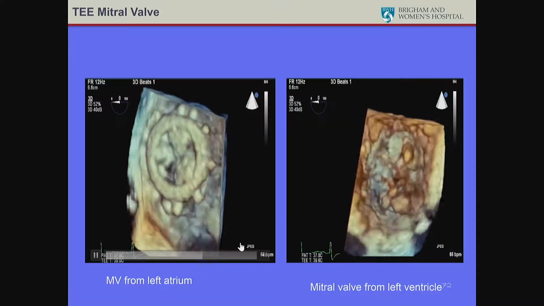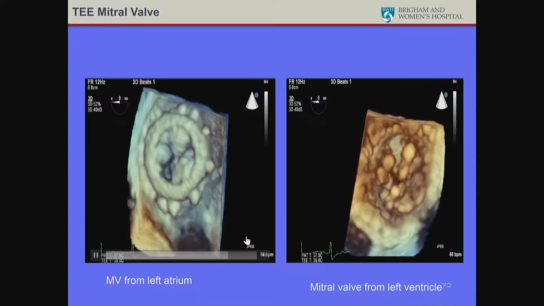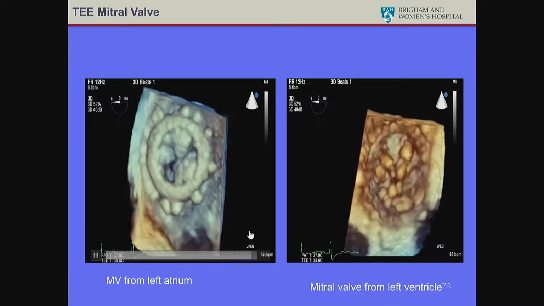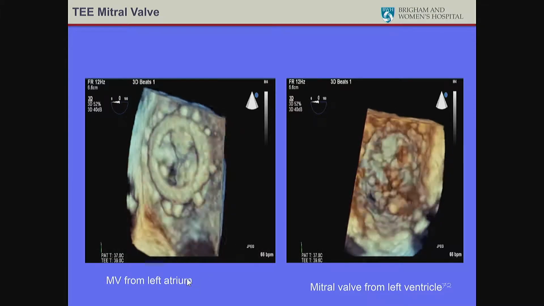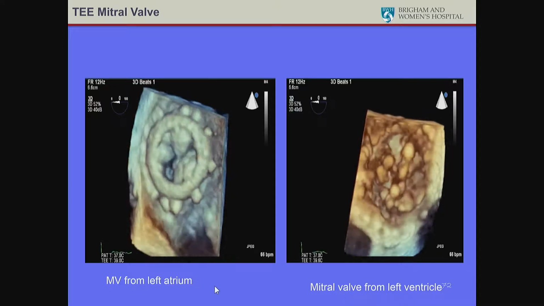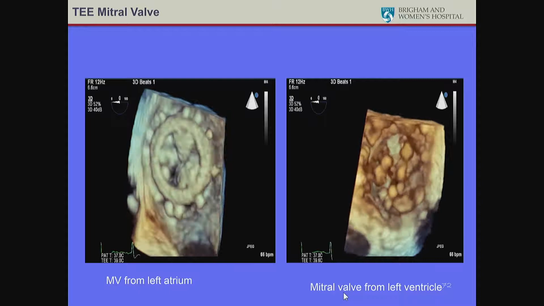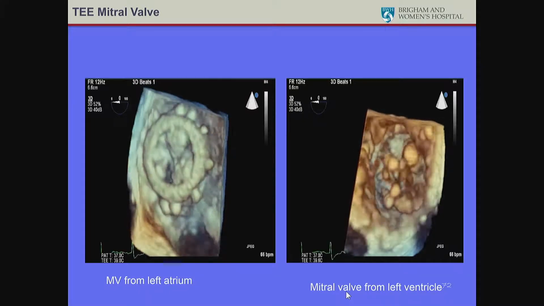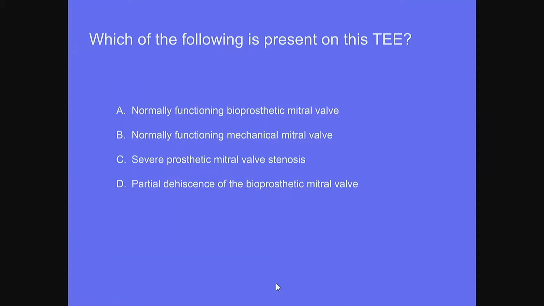And this represents 3D TEE images of the mitral valve. On the left, we have the mitral valve from the left atrium, and on the right, we have 3D images of the mitral valve from the left ventricle. Which of the following is present on this TEE?